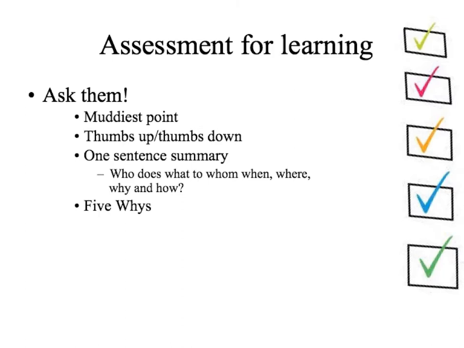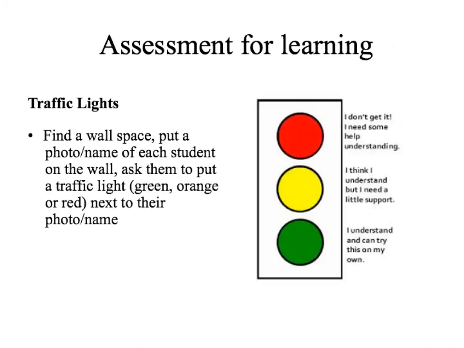If you are unfamiliar with any of these strategies, a quick Google search will bring up lots of information that will help you to explore these strategies in greater depth. One of my favourites is traffic lights. Find a wall space and put the names or even photos of each of your students along the wall. Ask them to put a red, orange or green traffic light against their name.